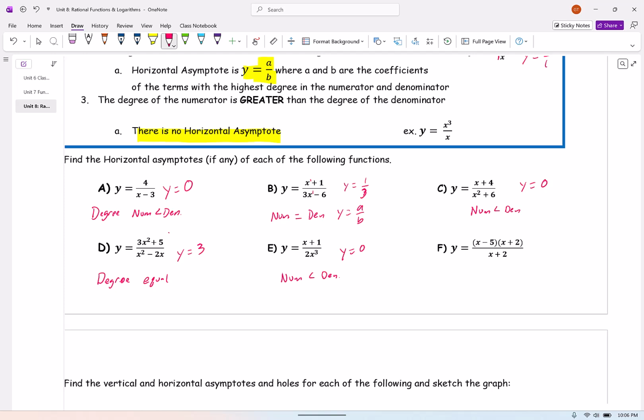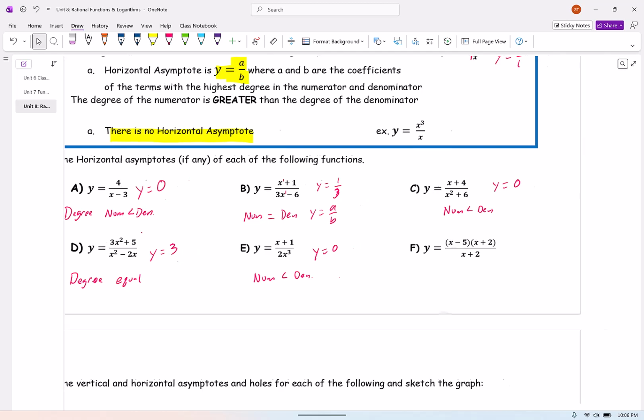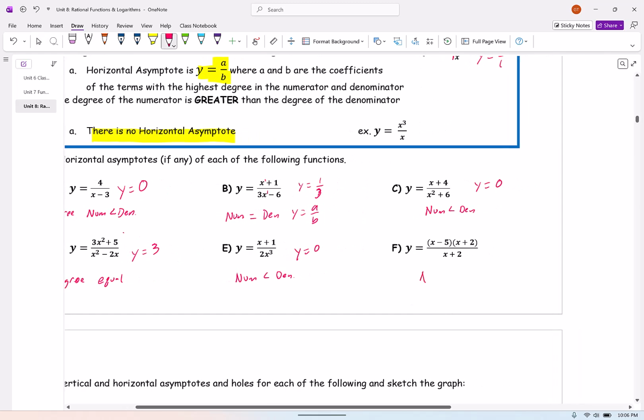All right, then I look at this one. If I FOIL this out, I'd end up with an x squared in the numerator, just x in the denominator. Therefore, the numerator is greater than the denominator, and so therefore there will be no horizontal asymptote.